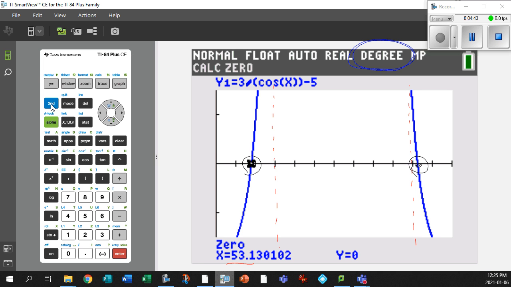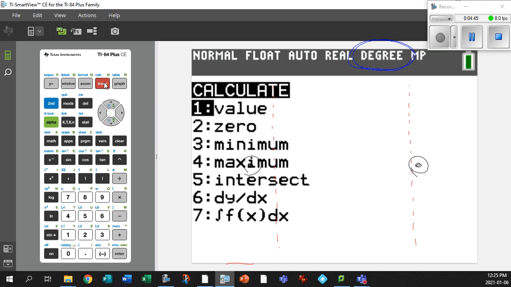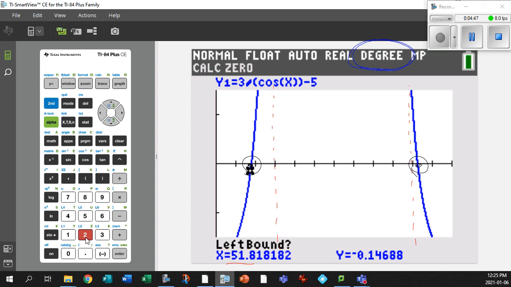Here we go. Second calc. Find me that 0. Now, we got to go all the way out here, which is close to 360 degrees, because remember, that's how we set up our window. So we're right now at 51 degrees. We're not even close to it. Okay, let's go. Punch it.